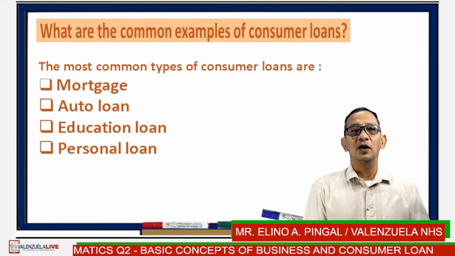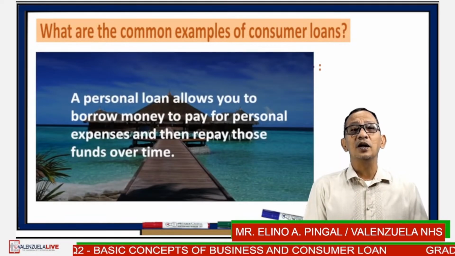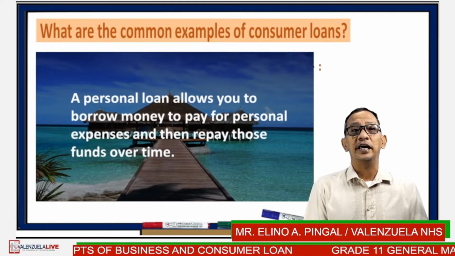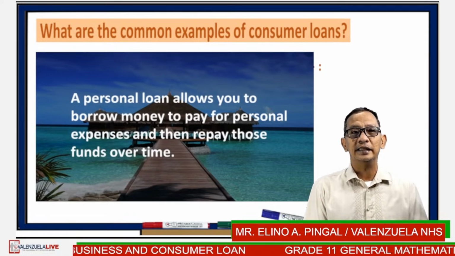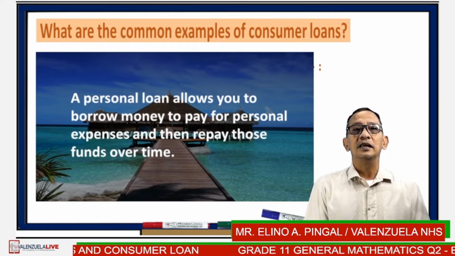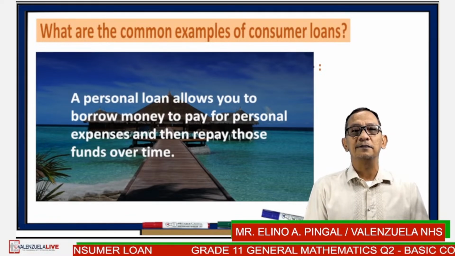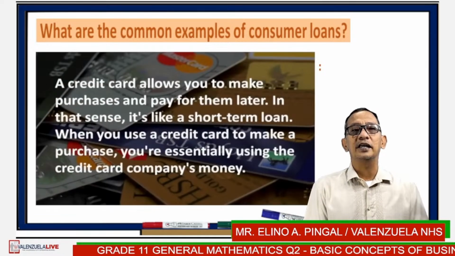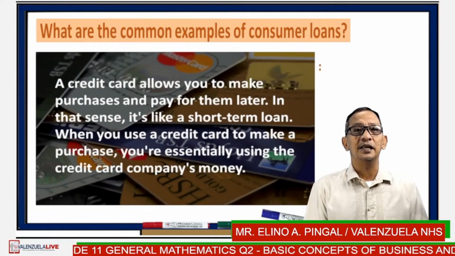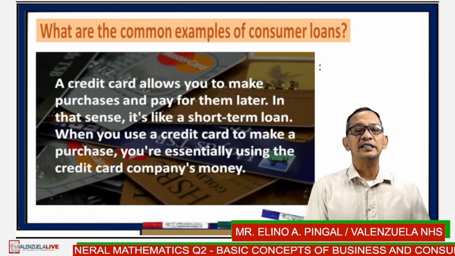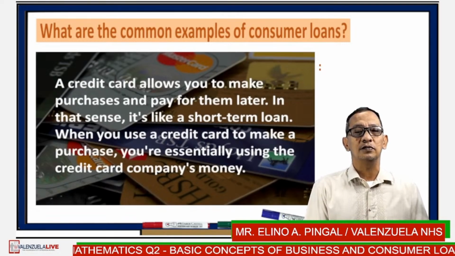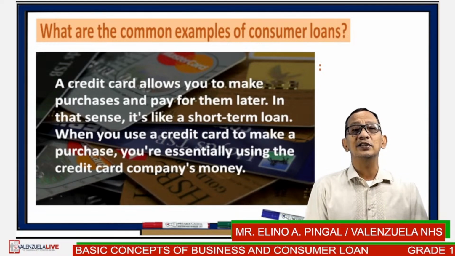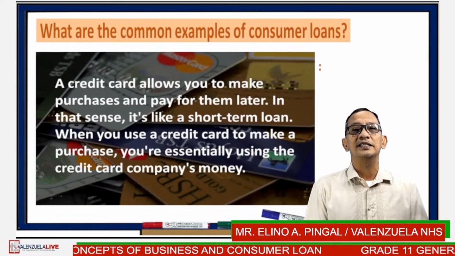And a personal loan allows you to borrow money to pay for personal expenses like vacation or house improvement, and then repay the funds over time. Credit card. A credit card allows you to make purchases and pay for them later. In that sense, it's like a short-term loan. When you use a credit card to make a purchase, you're essentially using the credit card company's money.